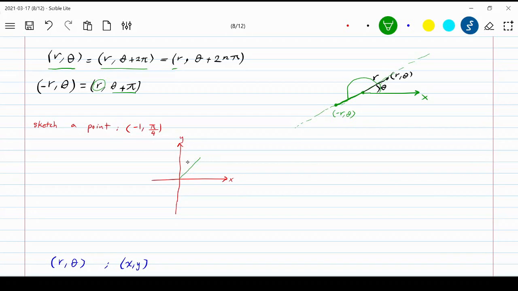So radius negative 1, if this is radius 1 with the angle pi over 4, then radius negative 1 will be exactly opposite of that, so negative 1 here. Basically at this point, this blue dot is what we're looking for, assuming that this length is 1. Okay, so I can represent this point as 1 and 3 pi over 4, which is pi plus pi over 4. You can look at it as this point here.